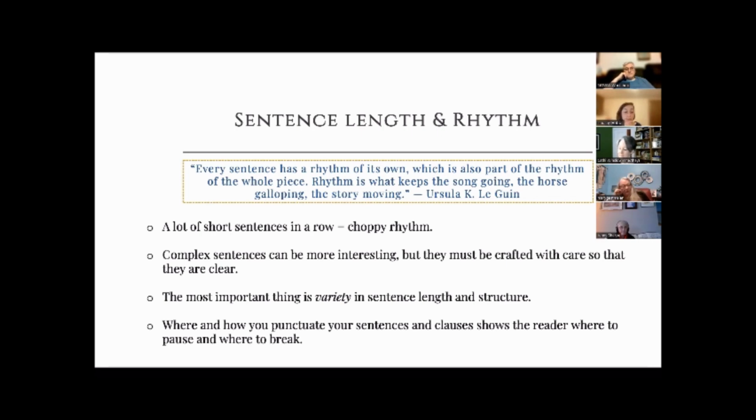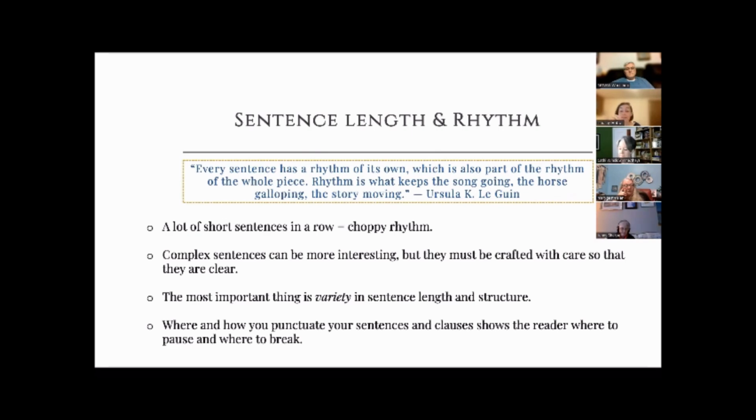But she says, every sentence has a rhythm of its own, which is also part of the rhythm of the whole piece. Rhythm is what keeps the song going, the horse galloping, the story moving. So, a lot of short sentences in a row will make for a very choppy rhythm.